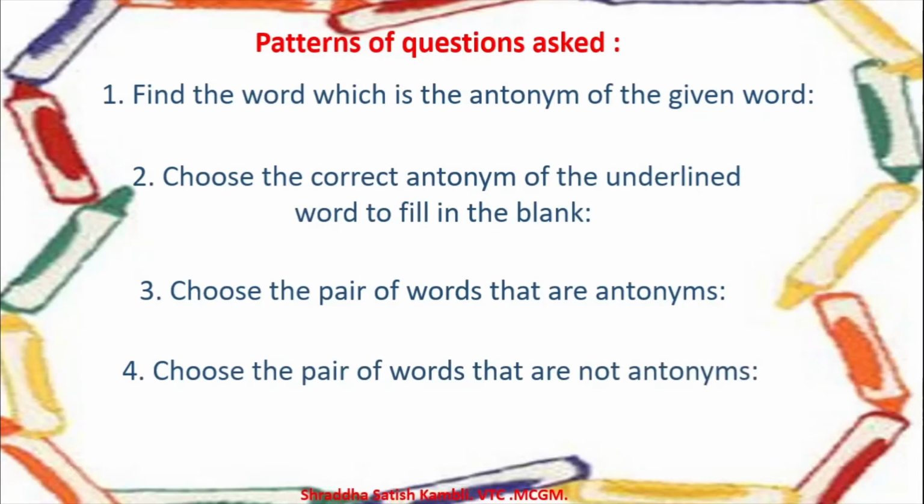Choose the pair of words that are not antonyms. So see, opposite of the previous question. You will get 4 pairs of words. In the previous kind of question, you have to choose the pair which are antonyms. In the next kind of question, you will have 4 pairs of words and you have to choose the words which are not antonyms, that is, which are synonyms.